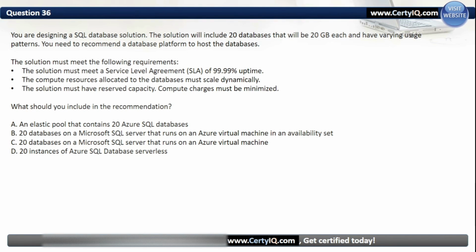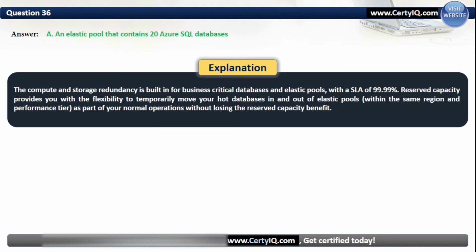The correct option is A. An elastic pool that contains 20 Azure SQL databases. The compute and storage redundancy is built in for business critical databases and elastic pools with a SLA of 99.99%. Reserved capacity provides you with the flexibility to temporarily move your hot databases in and out of elastic pools as part of your normal operations without losing the reserved capacity benefit.